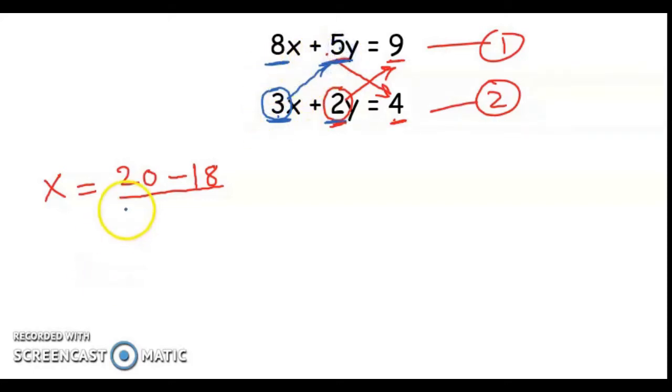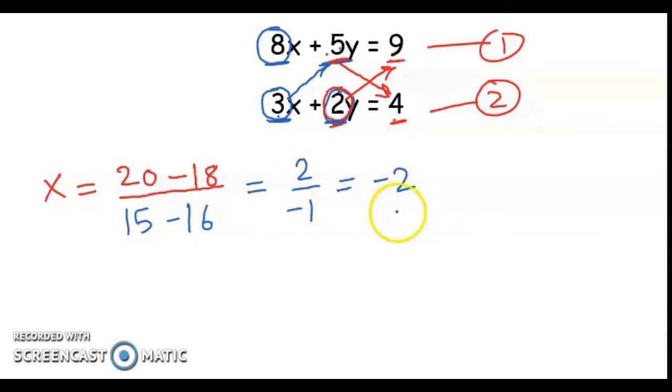So 3 5s are 15, minus, now we will multiply this 8 with 2. So 8 multiplied 2, that will be 16. So you will get, this is 20 minus 18, that is 2 divided by minus 1. So you will get the value of x.